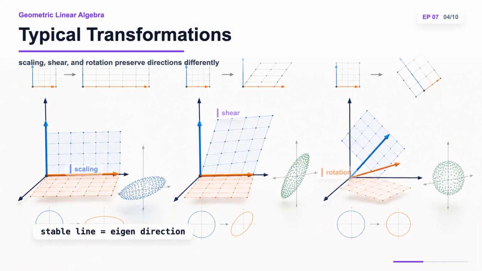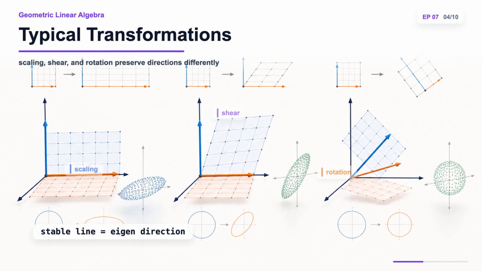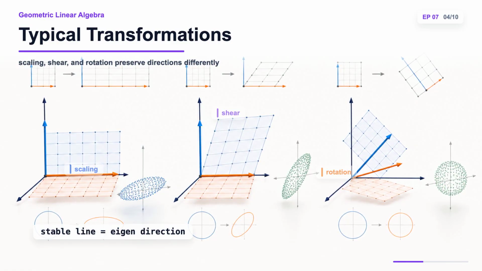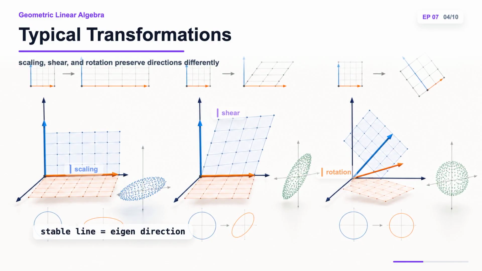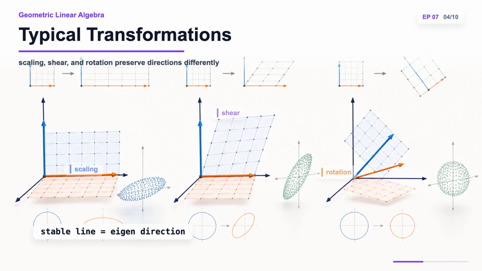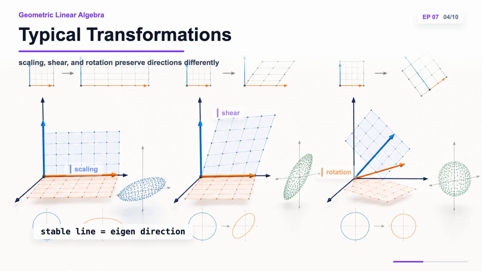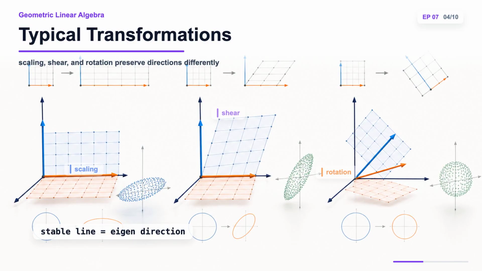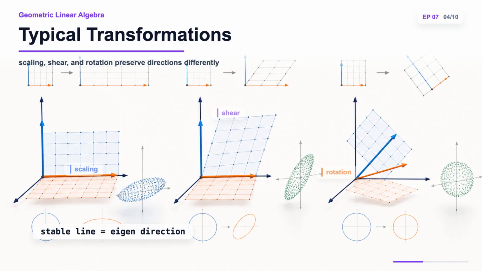Different transformations make eigenvectors easier or harder to see. A diagonal scaling usually keeps the coordinate axes as eigendirections. A shear may keep one axis fixed while dragging everything else. A pure rotation in the real plane may have no real eigenvector at all, because no non-zero vector keeps its line. This is an important warning. Eigenvectors are powerful, but not every real matrix gives us a full set of real stable directions.